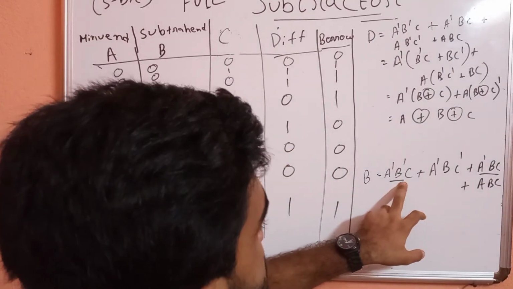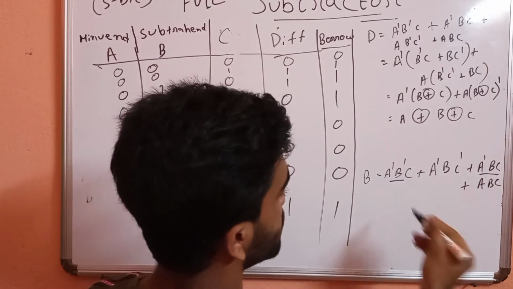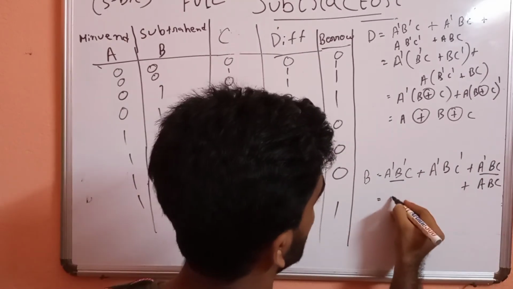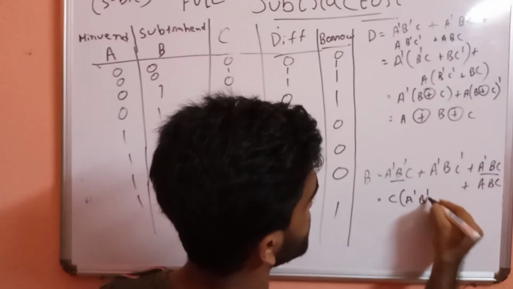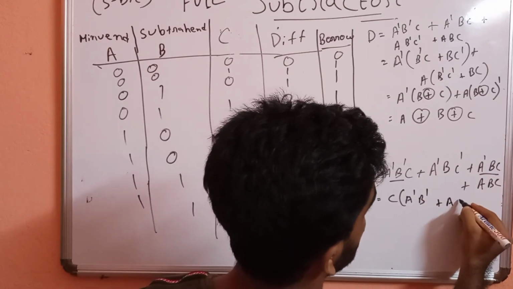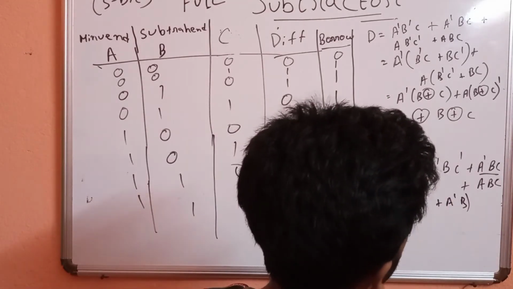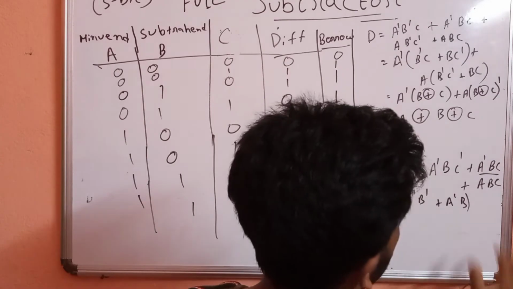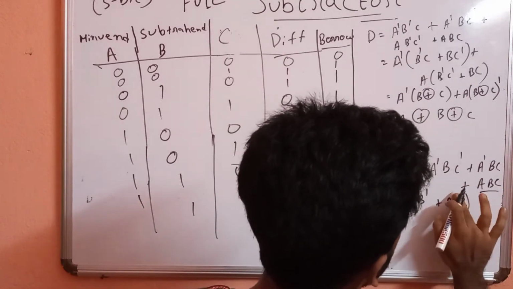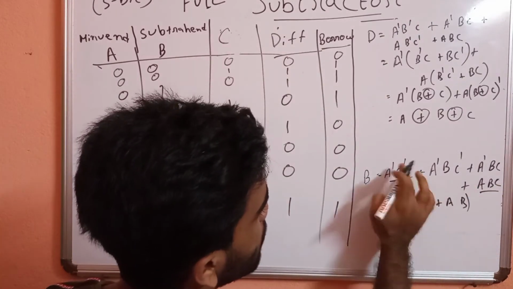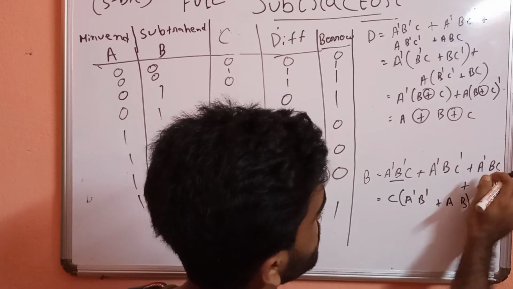Now we will simplify this borrow expression. We are considering this part and this part and taking the common C from there. Okay, so what remains is A complement B complement plus A complement B. No, actually we will take this and this. Okay, so taking C common, there remains A complement B and AB plus, now the remaining two.